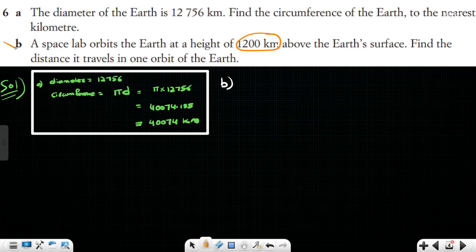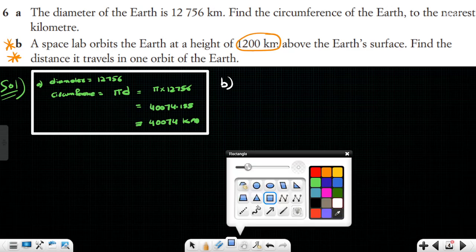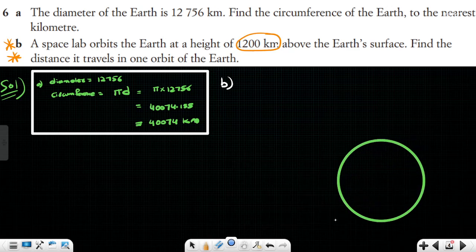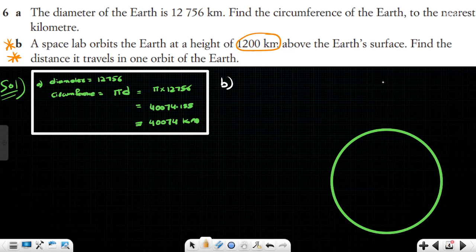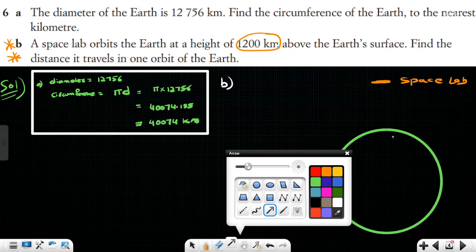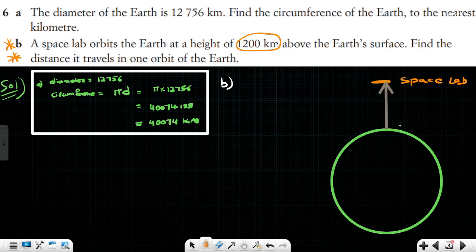So this is a very tricky question, Akshita. Very tricky question and very good question. Please focus on this very carefully. Space lab orbits at now. This is our Earth, green Earth. Space lab is somewhere here. What is the height of the space lab from the Earth's surface? They told the height is 1200 kilometers. But now they're asking find the distance it travels. So it orbits like this.